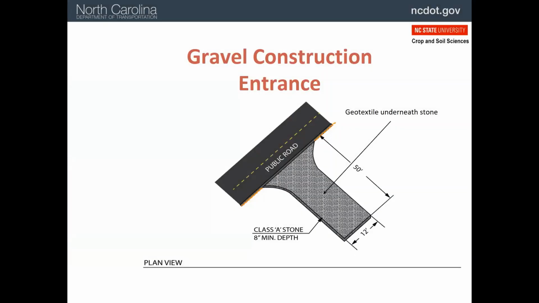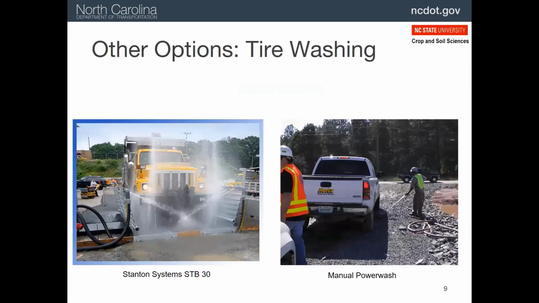This is a diagram outlining the construction site entrance pad basics that we just described. All the practices we review will have these color diagrams, which are also available online, as we'll discuss at the end. As mentioned in the video, pressure washing manually or in a system may be necessary to ensure no mud is tracked onto the road.